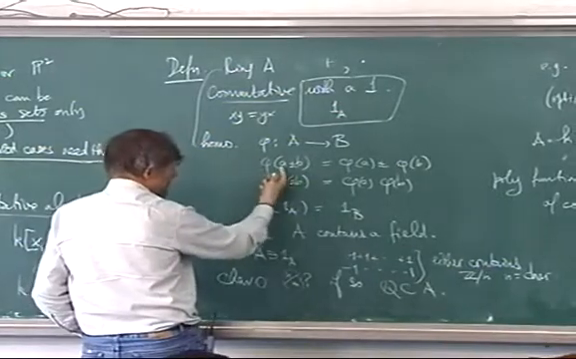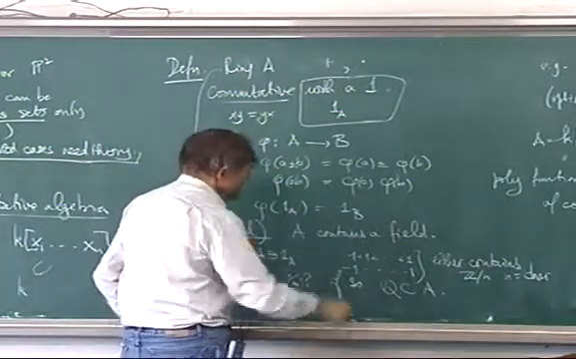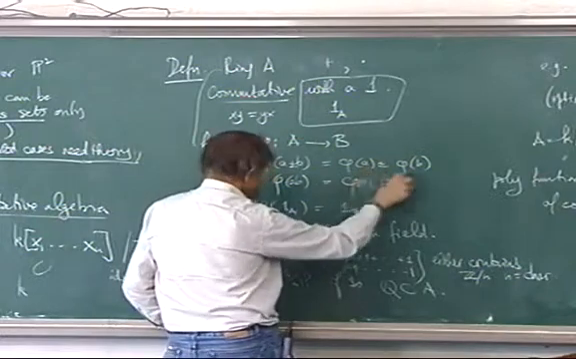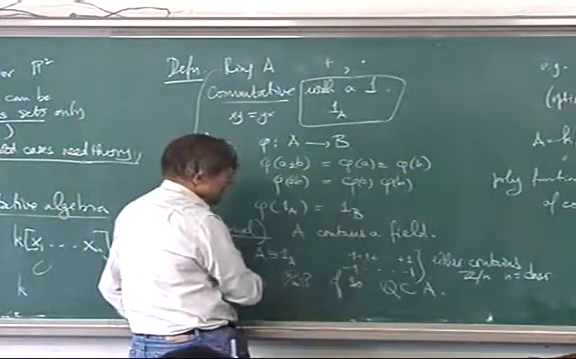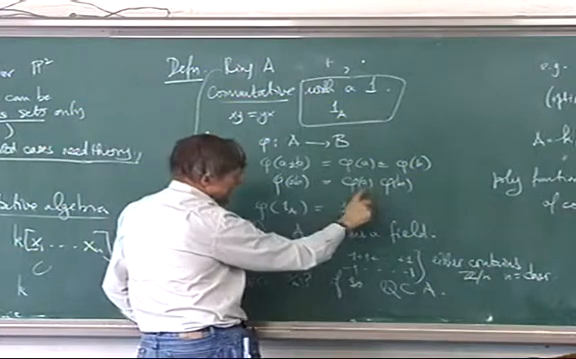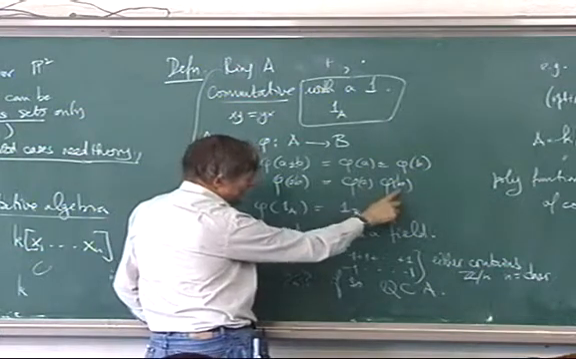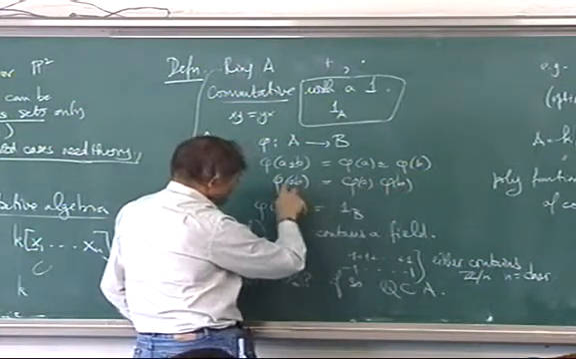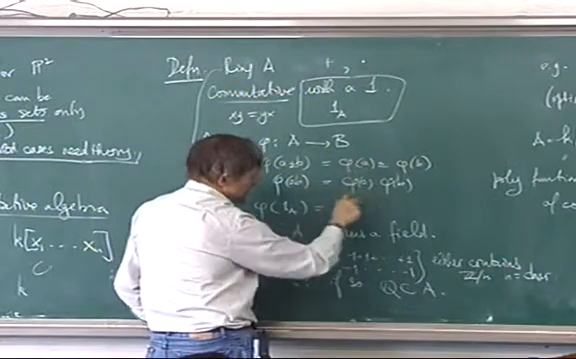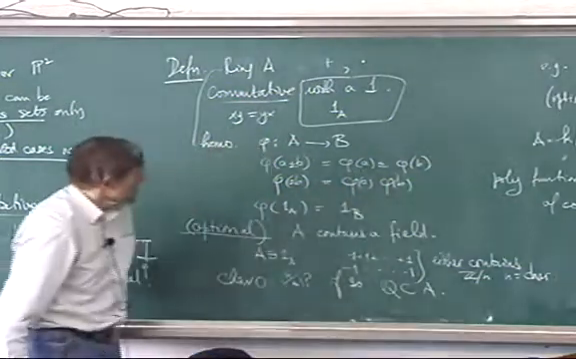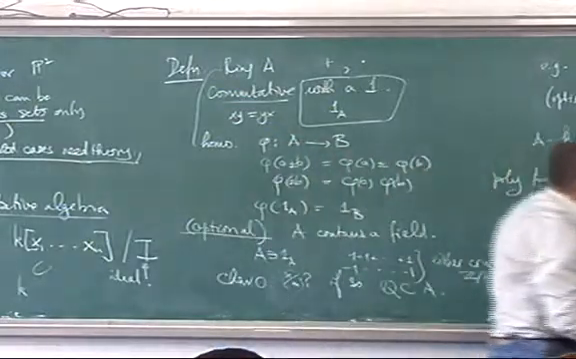Right, it's an ideal because phi is a homomorphism. So if two elements A and B both map to 0, then A plus or minus B maps to 0. And if B maps to 0, then for any A, phi of AB maps to phi of A times 0, which is 0. So this is the reason for the definition.